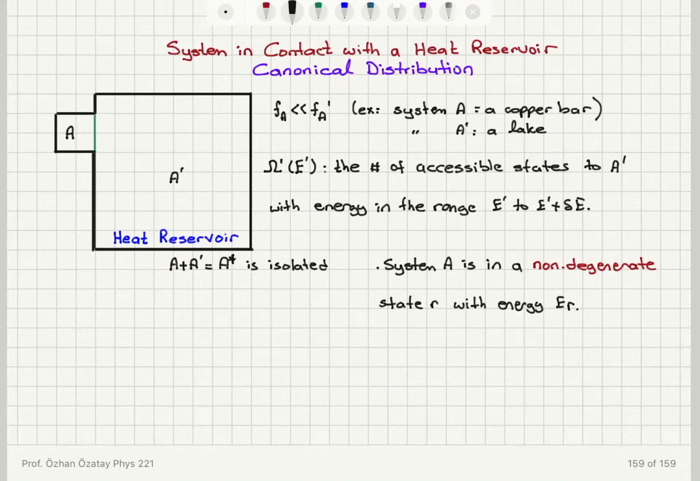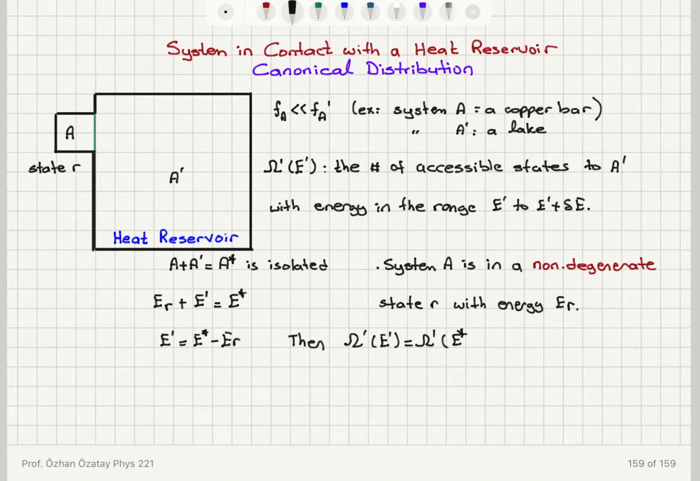So since the total system is isolated, E sub r, the energy of system A in state R, plus the energy of the heat reservoir must be equal to the total energy of the isolated system A star. So I will have the energy of the heat reservoir equal to E star minus E sub r. So since the number of accessible states to system A prime is a function of E prime, I can say that I have omega prime, the number of accessible states for an energy E prime, which is the number of accessible states for an energy E star minus E sub r.